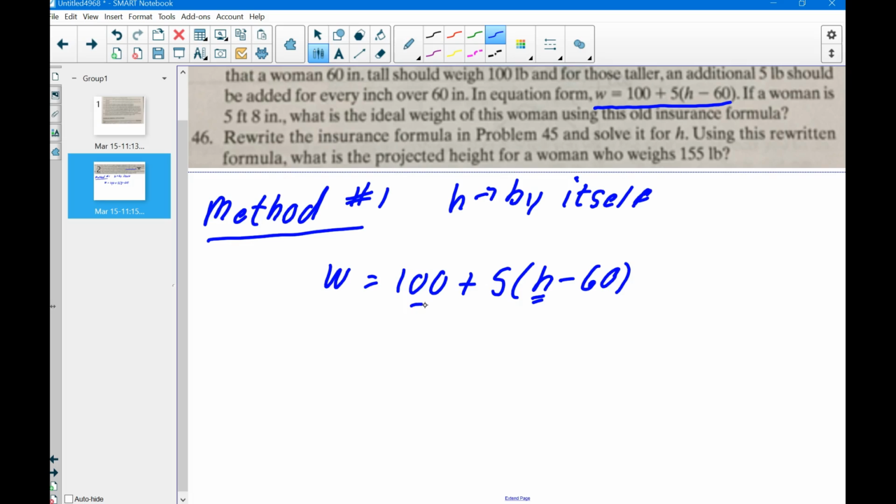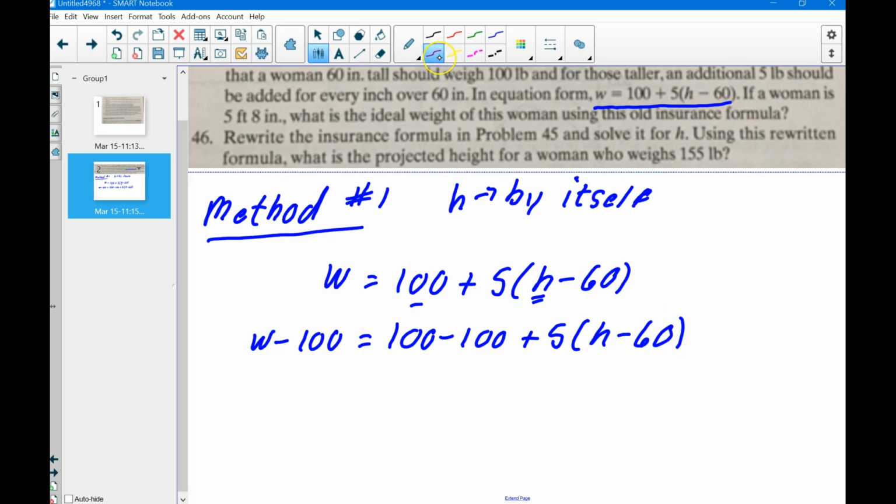Now I'll do it slowly, but if you find that too slow, too confusing, you won't need to use all these steps. So for example, what I mean, I'm going to say W over on this side, W minus 100 equals 100 minus 100 plus 5 outside of H minus 60. And you see that I'm allowed to do this because I subtracted 100 on this side, 100 on this side, so everything is still equal. But on this side, the 100 goes to 0.